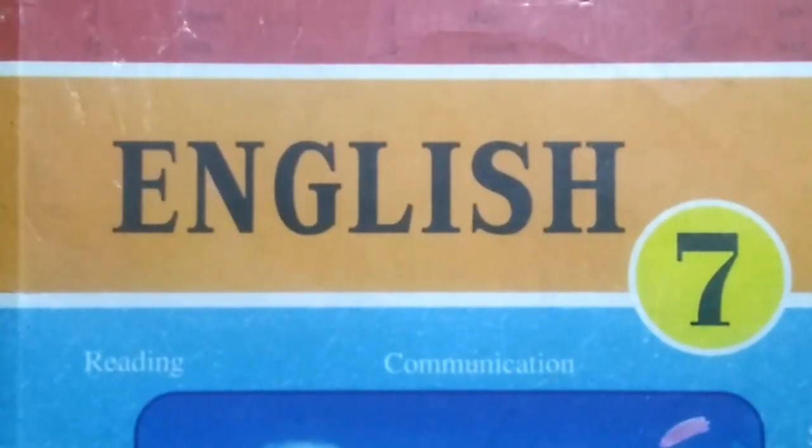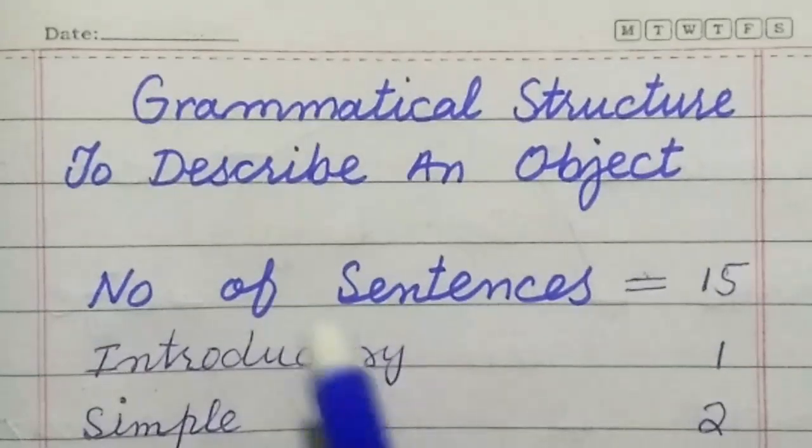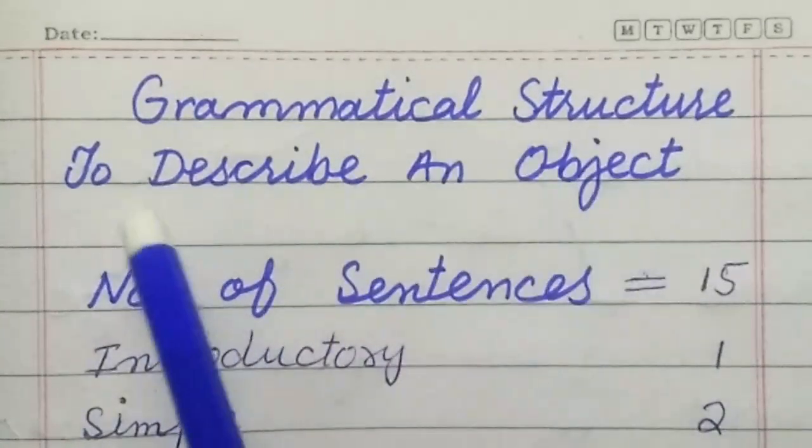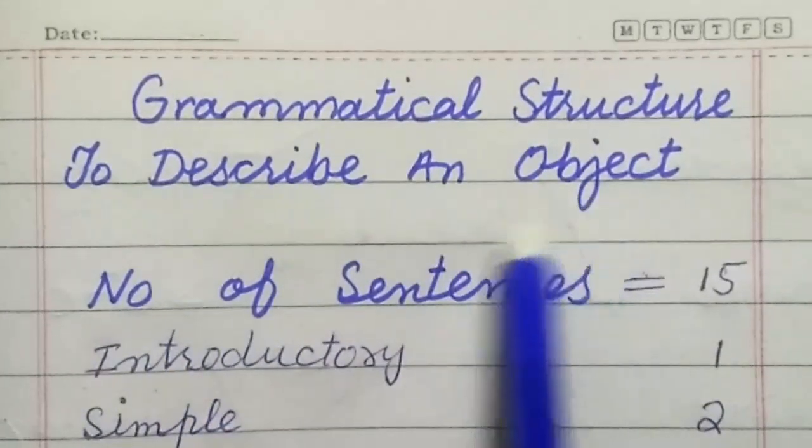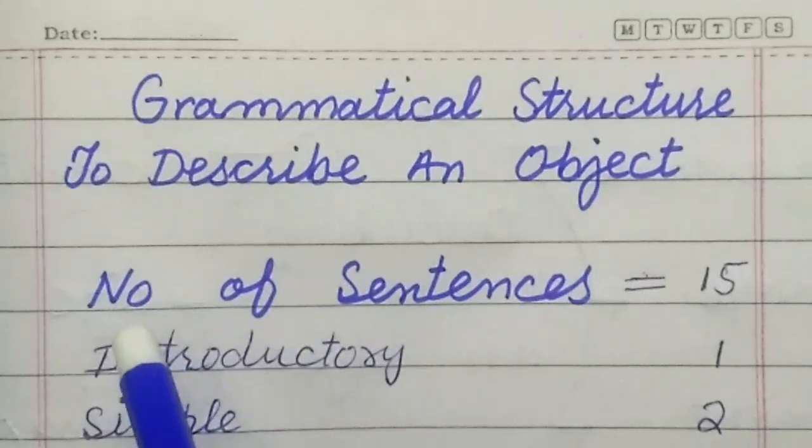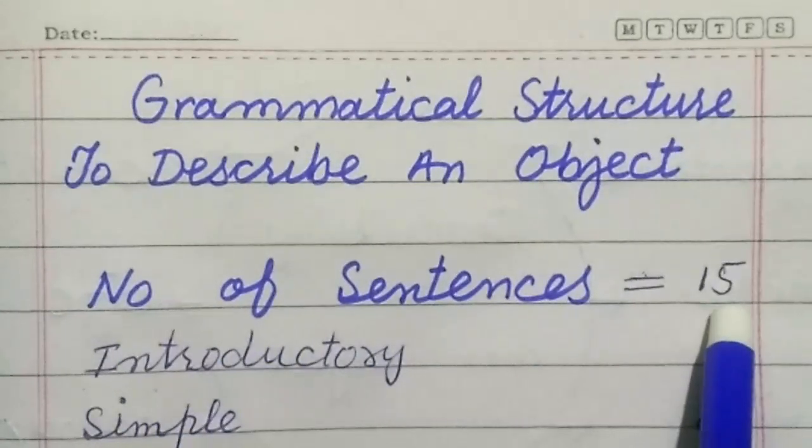Dear students, yesterday we completed lesson number 6 of your textbook. Today we are going to write a paragraph. Dear students, I am going to show you the grammatical structure to describe an object. Dear students, this is the grammatical structure to describe an object. Dear students, this paragraph is of 15 sentences.